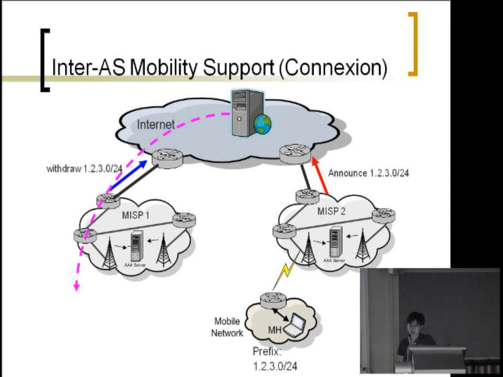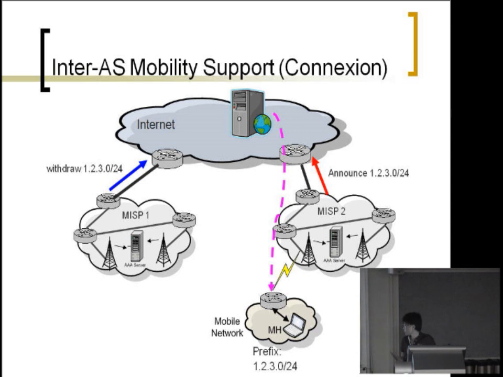By the way, connection only supports inter-ISP roaming support, inter-ISP mobility. In other words, if you roam within a single ISP, the ISP has to provide the service. So it's not a complete solution. As you can see, this can create a large amount of churn if you have lots of prefixes moving around across different ISPs. When you withdraw, there is a certain amount of time before the routing converges. In other words, there will be disruption to your application session.